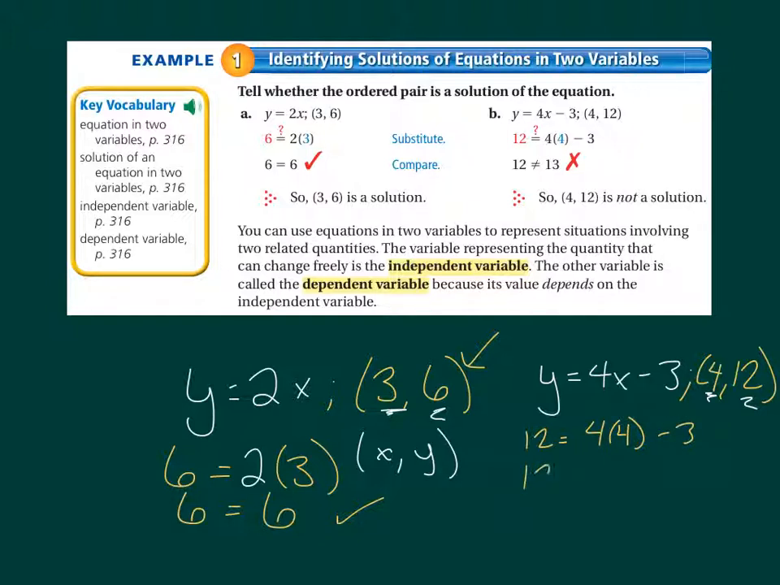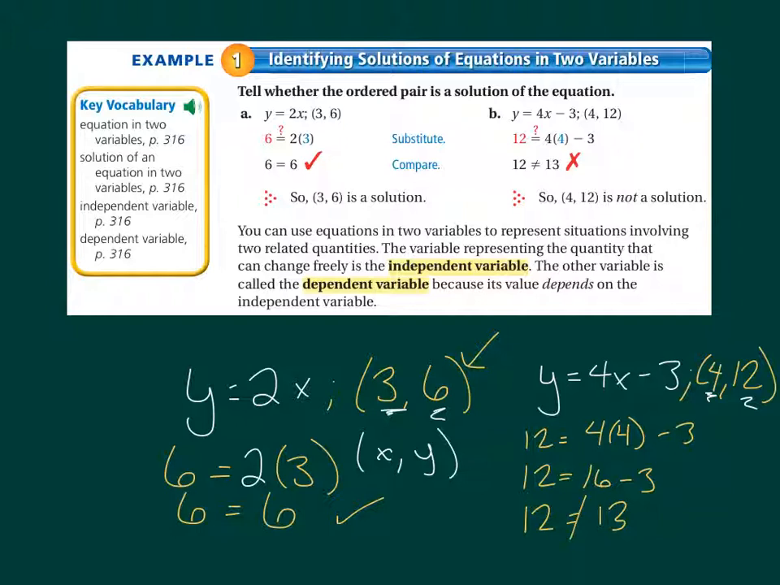Well, I have 12 is equal to 4 times 4, which is 16, minus 3. 16 minus 3 does not give me 12, it gives me 13. So since those two things are not equal, I say no, 4, 12 is not a solution for that particular equation. It doesn't mean that the equation doesn't have answers, it just means that 4, 12 is not one of them.